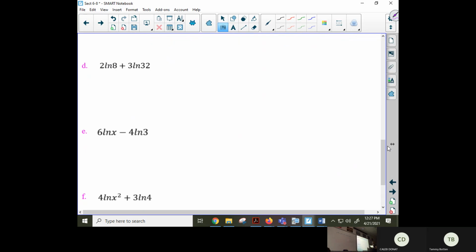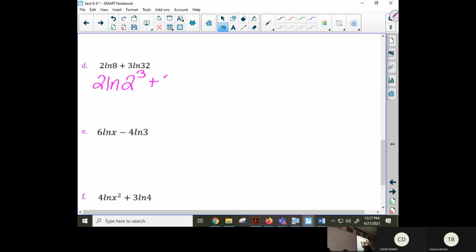Okay, let's look at this one. Could I change 8 and 32 to powers of the same base? 8 is a power of 2, right? Is 32 a power of 2? Yes. So do you guys get that I could say not 2 times the natural log? What power of 2 is 8?